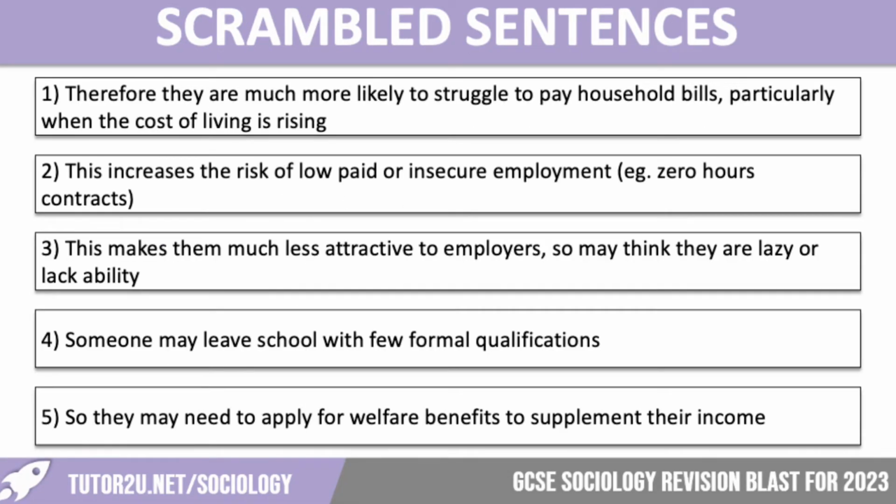So we're now going to move on to a round of scrambled sentences. We would like you to rearrange these scrambled sentences to form the perfect paragraph explaining why people may end up claiming benefits. On the screen you have 5 sentences to help you with that, but they are not in the right order, hence the word scrambled at the top. What we would like you to do is to pause the video, have a read through all of them and try and work out what order they go in. When you're happy with your order, then unpause. So remember, we're looking for the perfect paragraph explaining why people may end up claiming benefits. Pause the video now.